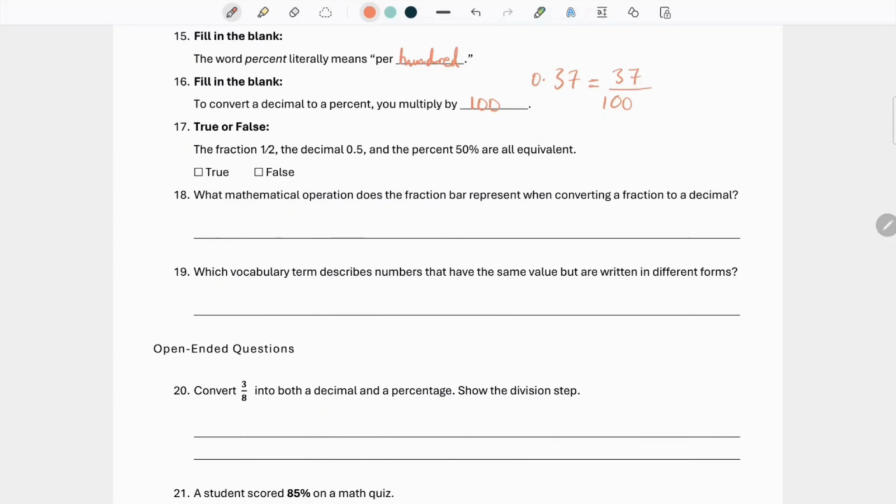Now, when we multiply by 100, so when we multiply this by 100, what we're essentially doing is we're finding out how many parts out of 100 the decimal represents. So if you multiply this by 100, we end up with 37 over 1, which is 37%.